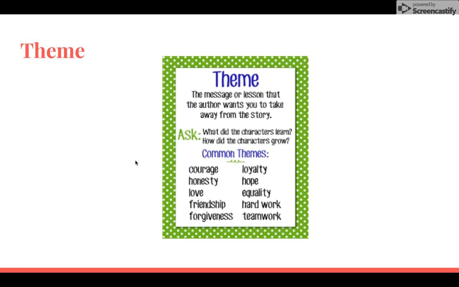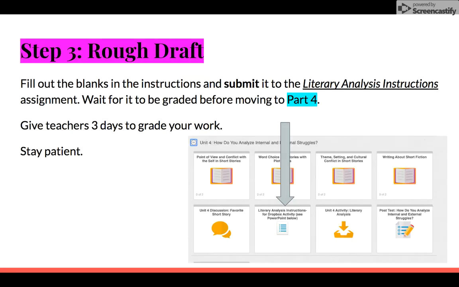Theme, I think you probably have analyzed in the past in other classes. It's the main message or lesson that the author wants you to take away from the story. Is the story about the main character's courage? Is it about honesty or friendship or forgiveness? Or is it about going crazy, like the Telltale Heart, or guilt? What is the theme of your story? You could analyze that. Step 3 is the rough draft, okay?